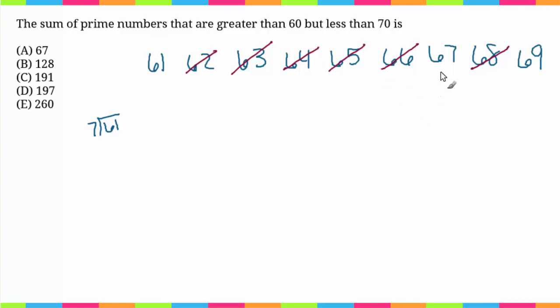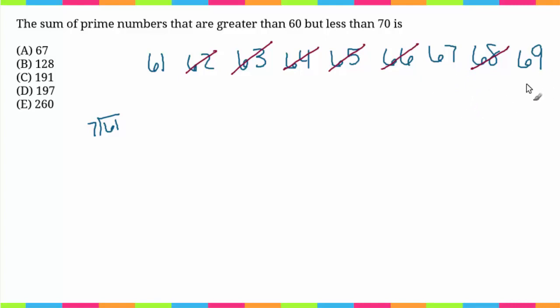Let's take a look at 67. This one also stands out as probably being prime to me, but let's go through them. We don't need to check 2. Let's check 3. 6 plus 7 is 13. That's not divisible by 3, so we know that 67 is not divisible by 3. It's not divisible by 4, not divisible by 5, not divisible by 6 because it's not divisible by 2. It's not divisible by 7, so I believe this one is prime as well.